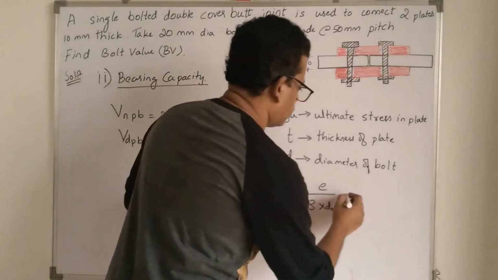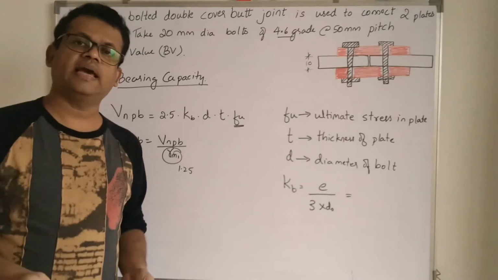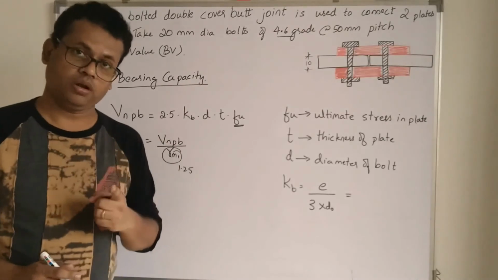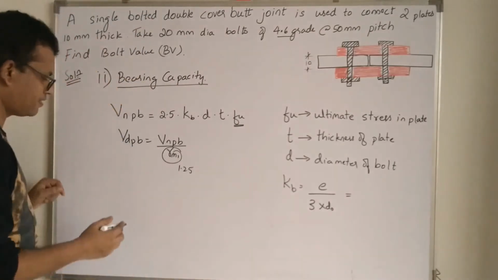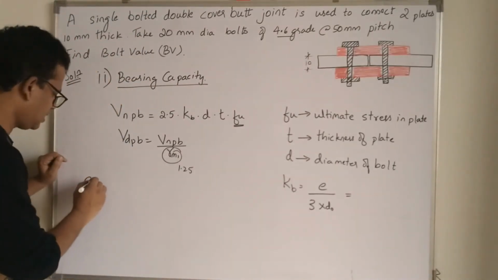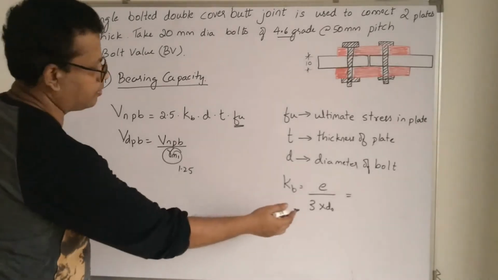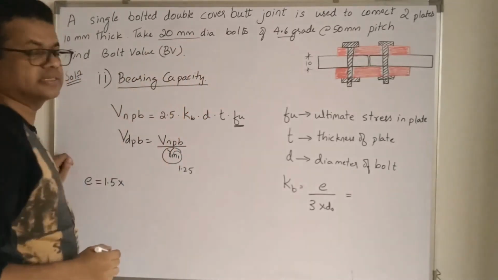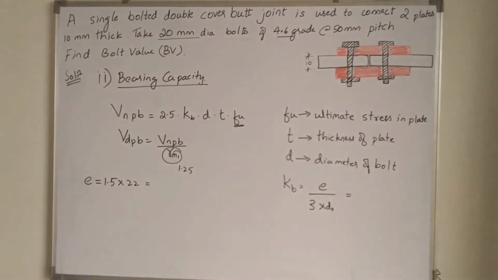Okay, so is the end distance given here? It is not given. But we know the minimum value. How do we calculate the minimum value of end distance? It is 1.5 times the diameter of bolt hole. So E, let me write everything here, E is equal to 1.5 into D naught. What is D naught? D naught is the diameter of bolt hole. Diameter of bolt we know is 20 mm, so 20 mm means this will become 22. So 1.5 into 22 will be how much?